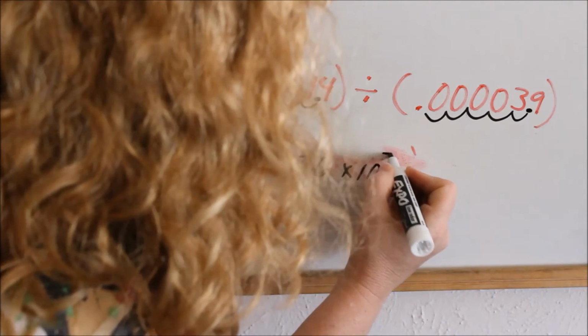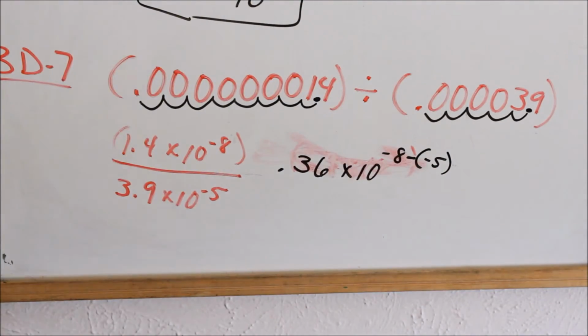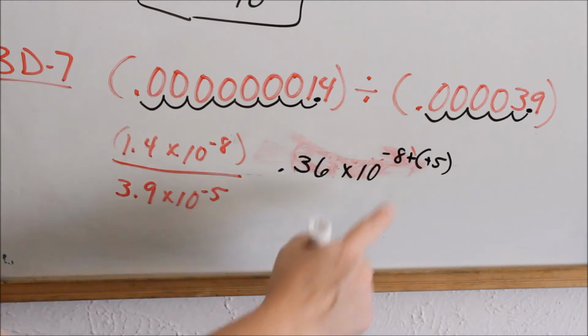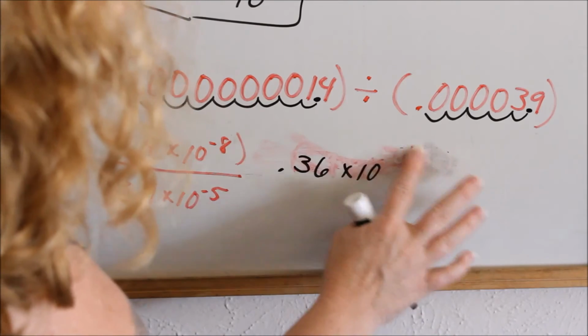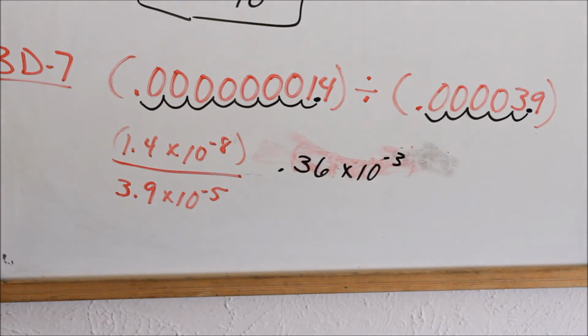Okay, I'm going to write it out. Negative 8 minus a negative 5. Keep up with your negatives. What do you do when you minus a negative? You are now adding. So this becomes negative 8 plus 5, which would be negative 3. So keep up with your signs. That is not your final answer.